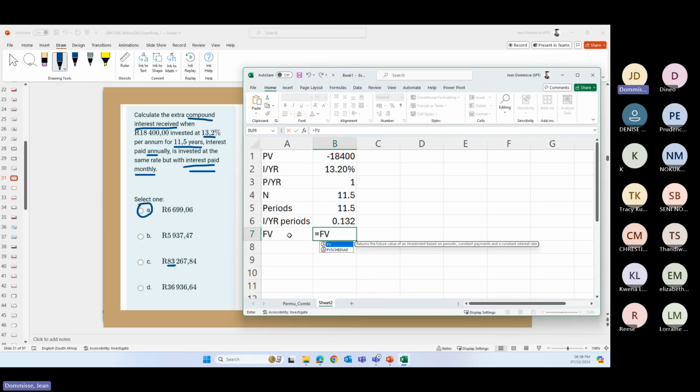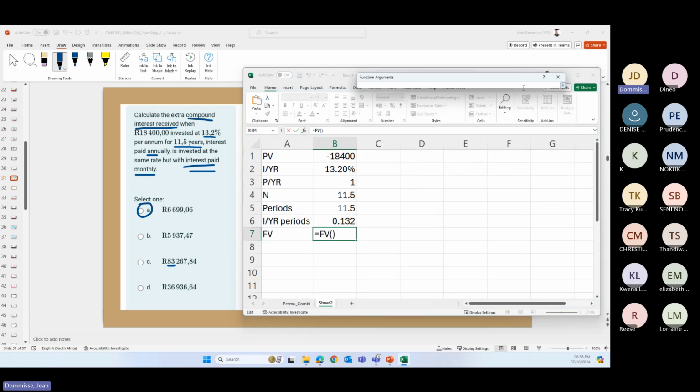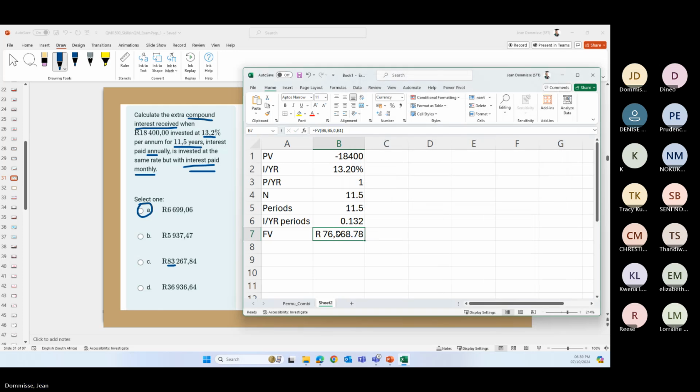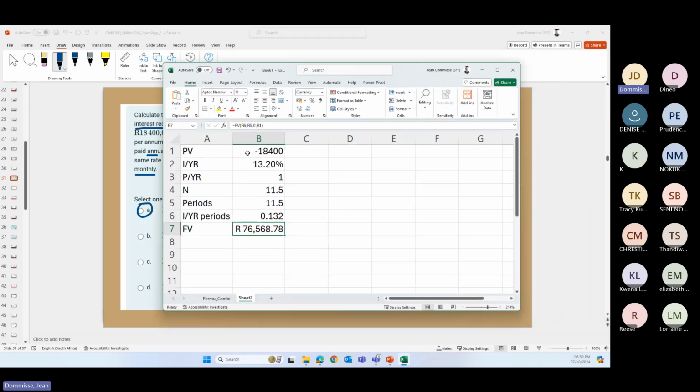So there's a nice formula again within Excel that does the future value. You need to put in the rate, so that is that one, the number of periods. There was no monthly or other contributions. It was just a present value. So there you see we also got the 76 number.